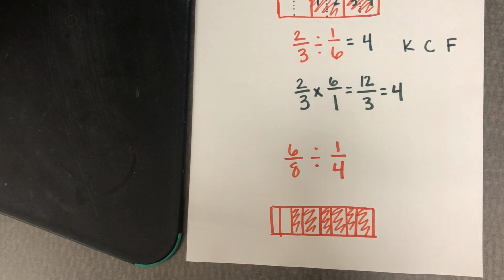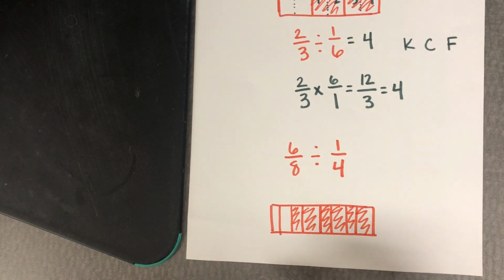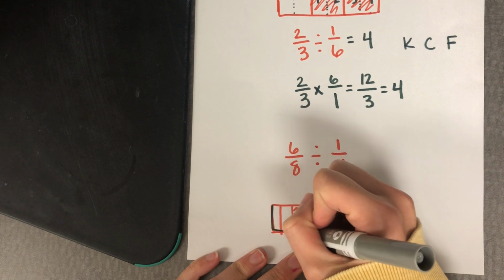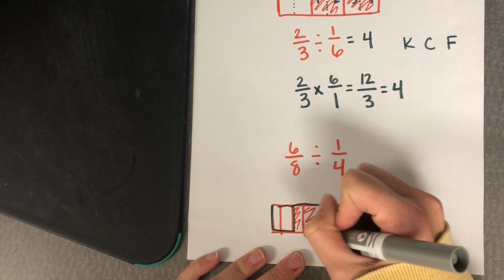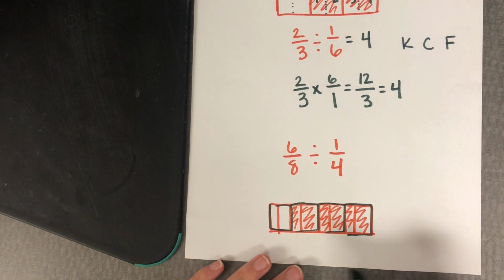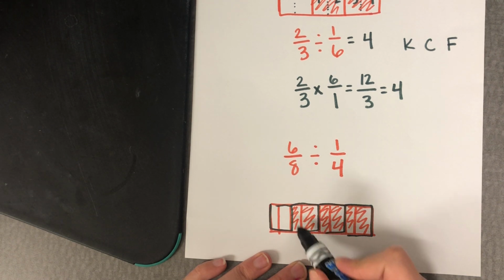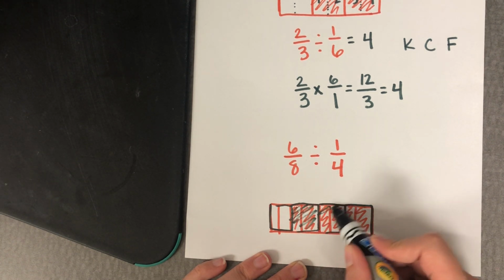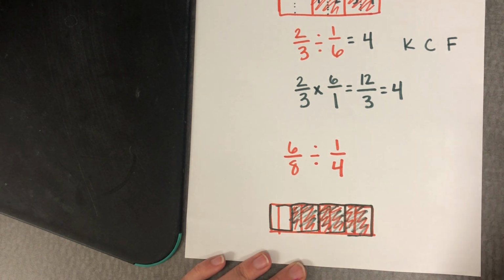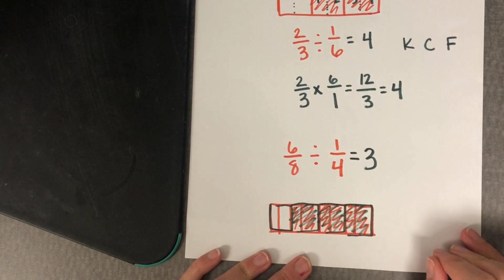And then what I'm wanting to know is how many fourths from my whole do I have in this box. So when we look at this, I could really split my box up into 4 equal parts like this. How many of my fourths are shaded? I've got 1/4 here. Here's 1. I've got another 4th, and I've got another 4th. So how many fourths do I have shaded? 3. So that's telling me that 6/8 divided by 1/4 should equal 3.